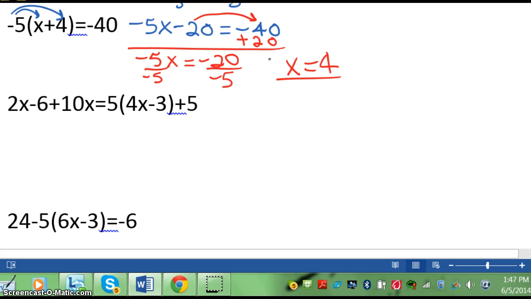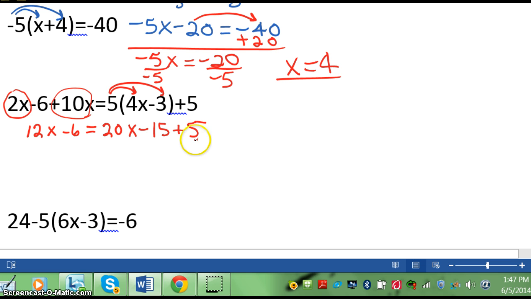Now the next equation is quite lengthy, so this is what I would do. I would combine like terms on your left-hand side first, making that 12x minus 6 equals, then do your distributive property. Notice that 5 does not go all the way over here to this 5. Just from the beginning of the parenthesis to the end of the parenthesis. 20x minus 15 plus 5. Again, I would combine these like terms. So we have 12x minus 6 equals 20x minus 10.